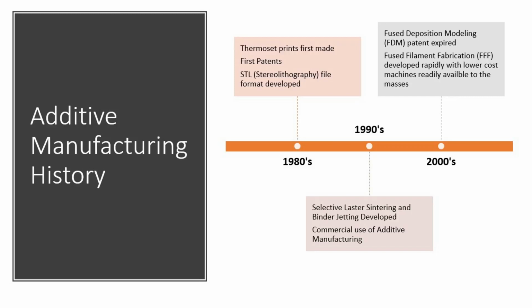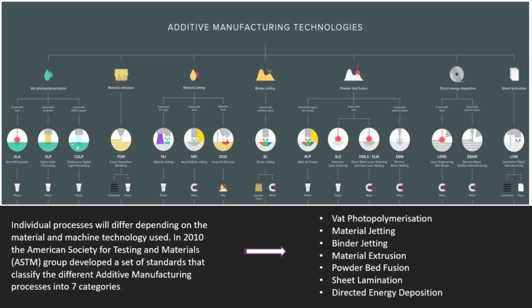During the 1990s, more methods of additive manufacturing were developed, including selective laser sintering, SLS, and binder jetting. Additive manufacturing was starting to be used in manufacturing. During the 2000s, fused deposition modeling patents expired, allowing rapid development of this technology. It is now commonly known as fused filament fabrication, FFF, and is the most commonly used additive manufacturing process today. There are 7 common methods of additive manufacturing technologies.